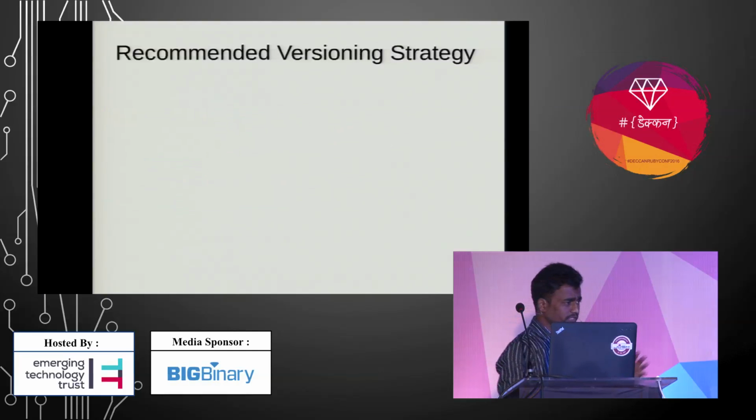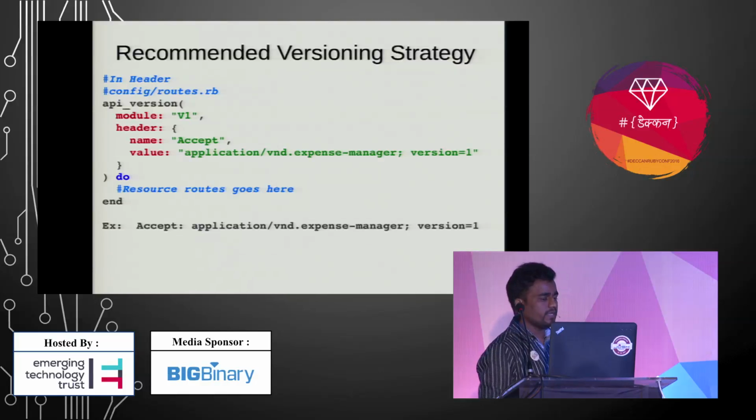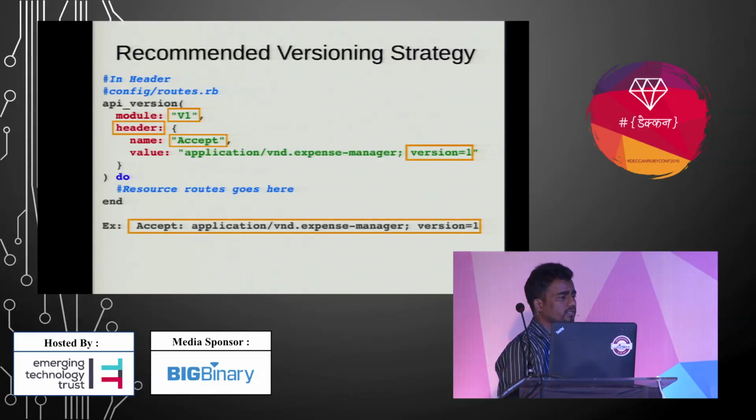So out of these 3, which is the recommended strategy for versioning your APIs? The recommended strategy is passing the version in your headers like this. Here the idea is to make your resource URLs independent of version; they should not accept version or anything related to authentication. It just identifies your resource.